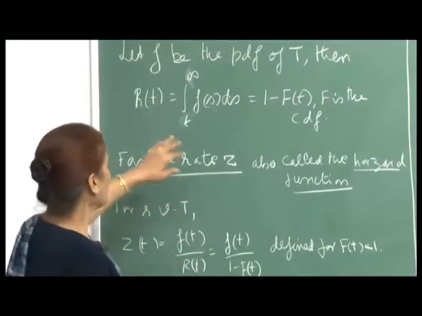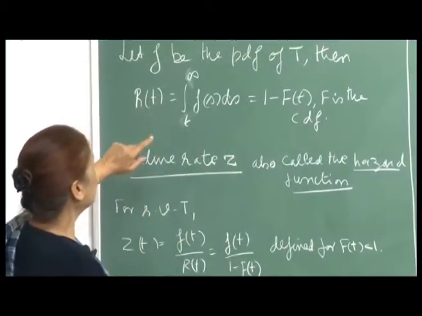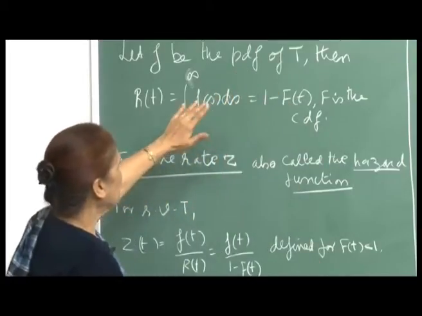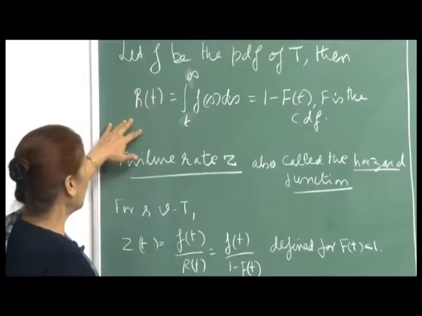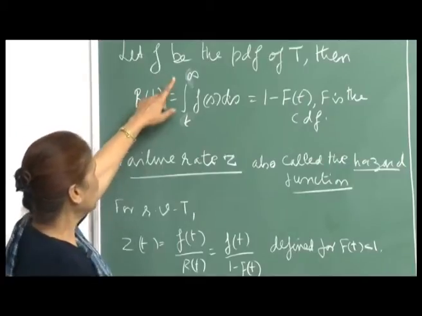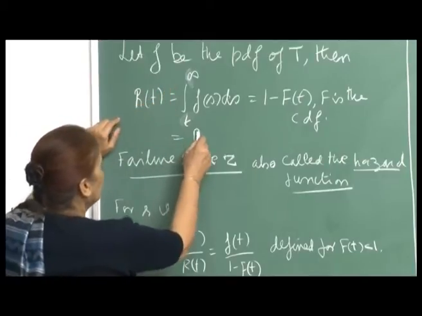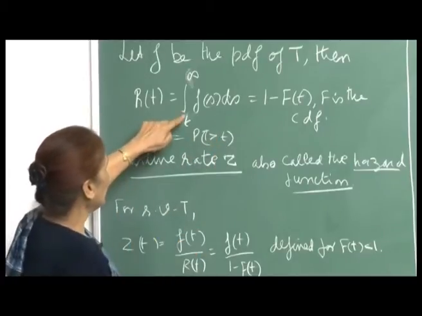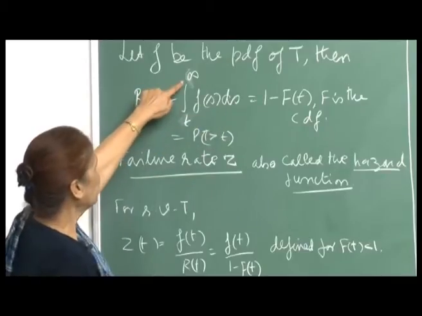So, you see we saw that if f is the PDF of T, of the random variable T, the probability density function, in that case we can write the reliability function R(t) as an integral from t to infinity, because remember this is the probability T greater than t, right. So, therefore, this will be the integral of f(s) from t to infinity.